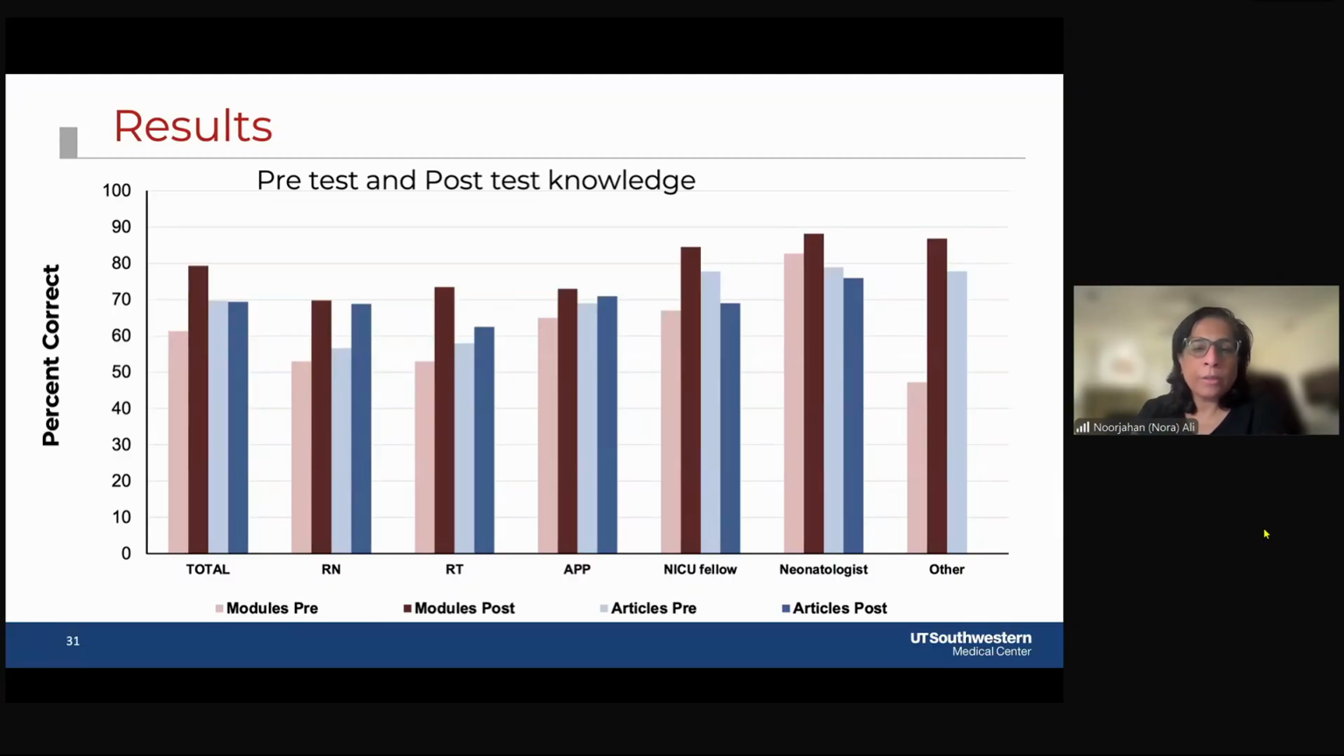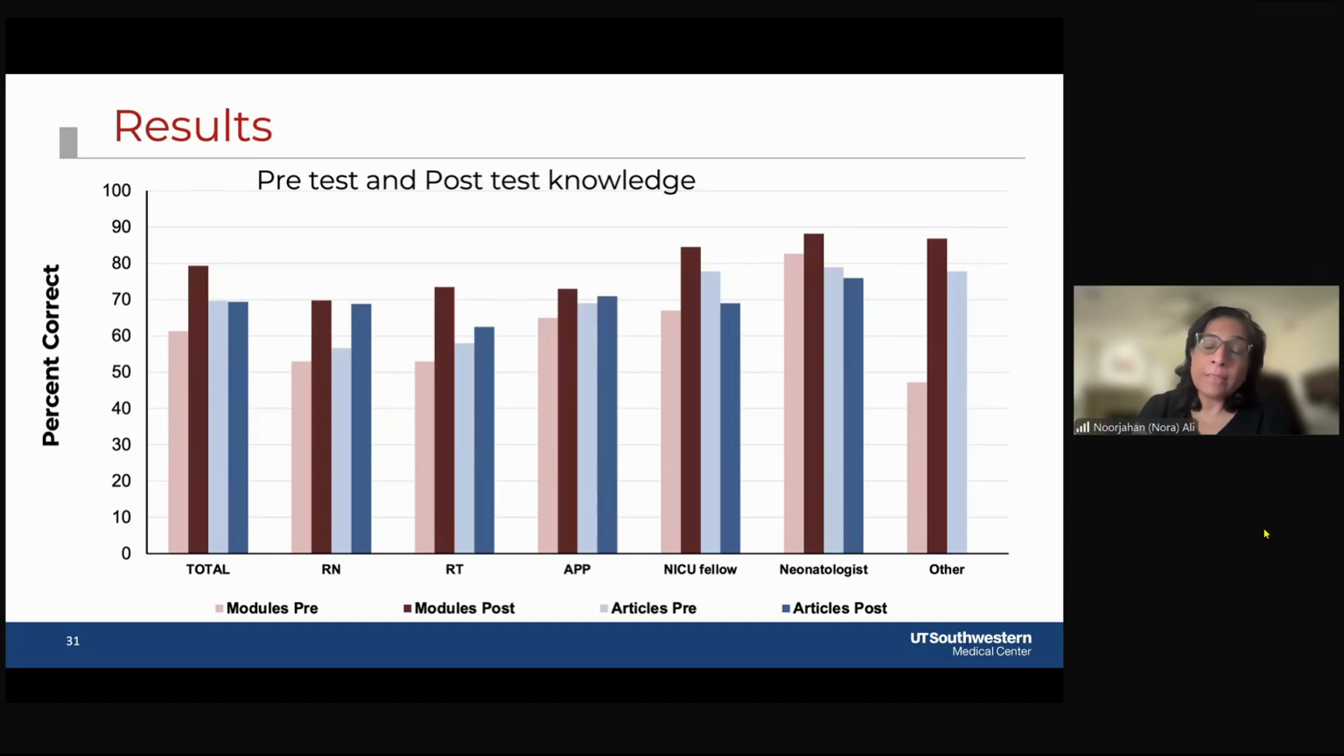What we found that was really, really interesting was the respiratory therapist group, the nursing group, because that's where we made a huge difference in their pre and post knowledge test. If you look at the x-axis where it says RT, the respiratory therapist, the light pink is their pre-test for the module group, and the dark pink maroon color is the respiratory therapist group post-test after they got the modules. You can see that was a pretty significant improvement.